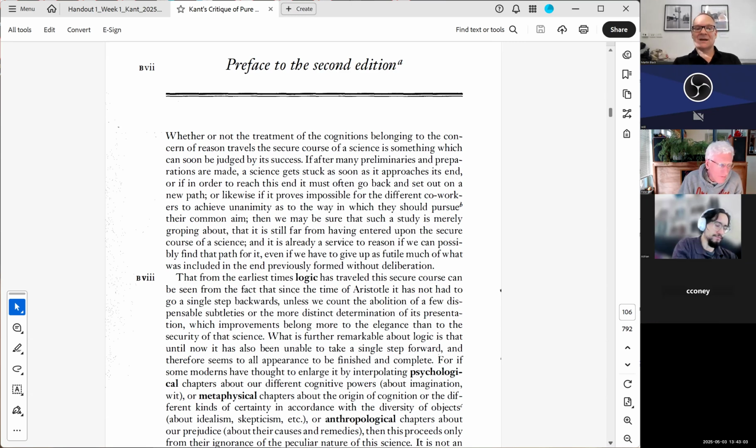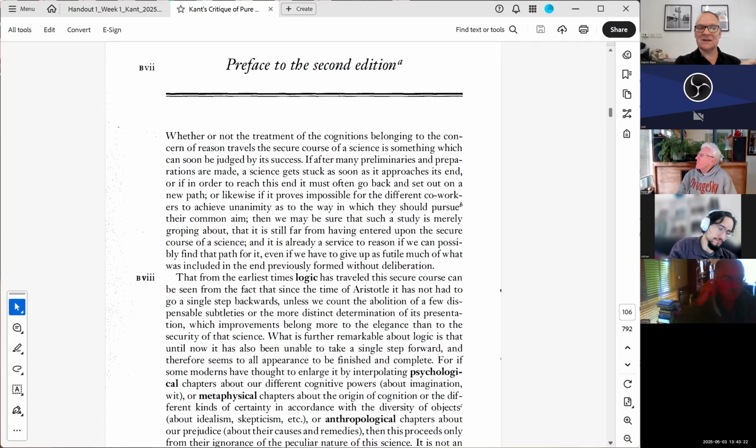Now, he's going to immediately say, if what pretends to be a science, like metaphysics, is constantly making progress and then falling back, and if there's no unanimity about it, then it's not a science. In the same way that Newton was able to compel universal unanimity that this is the correct understanding of the solar system, with our one force of gravity and our 3 laws of motion and so on. That compelled almost universal assent. So metaphysics hasn't been able to do that, so metaphysics is a failure as a science. Now this second preface is about what it means to enter onto what he calls the secure course of a science. First example, logic.